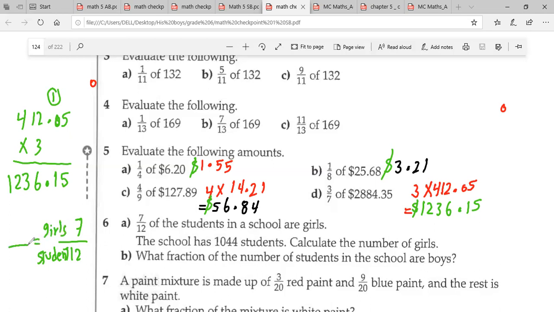If I ask you about the number of boys, the fraction of boys, why? Because we have 12 students and 7 of them are girls. What about boys? Can you calculate it? It's very easy to calculate. Razi, open your mic. Razi Hassan. You have 12 students, 7 are girls. Can you get the number of boys?